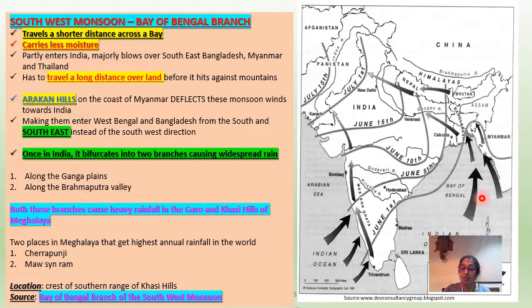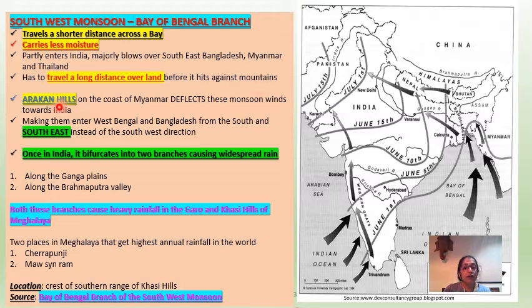So these winds, the Arabian Sea branch of the southwest monsoon, come to land and hit mountains in the Western Ghats. But these Bay of Bengal branch winds have to travel a long distance over land to reach the Himalayas and then the Gangetic plains. This is the Ganga. The Gangetic plains get rain, or the Garo and Khasi hills here. They have to travel over land a lot before they reach there. Now it has to travel a long distance over land before it hits against mountains.